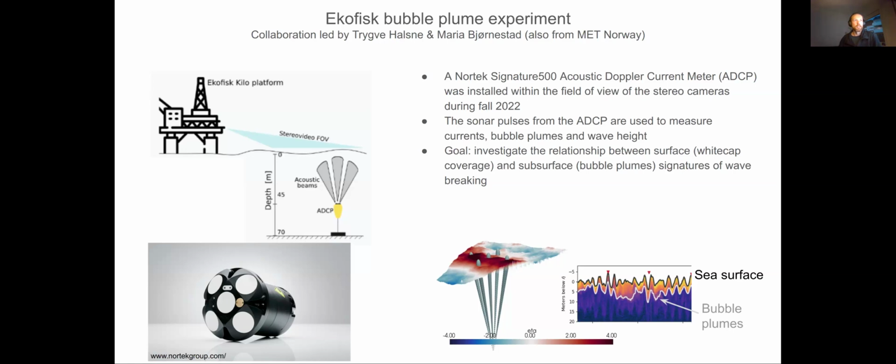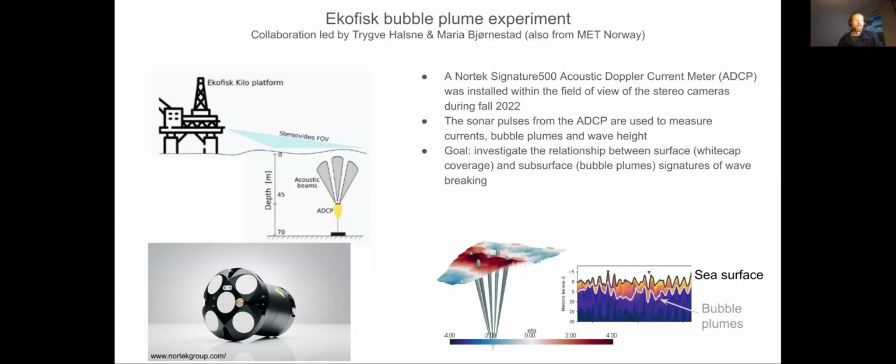So I should say again here that I'm not the main person in charge of this project, and most of the results that I'm showing here are from my colleagues Trygve Halsne and Maria Bjørnestad, who also work as researchers at Met Norway. I should also say here that the ADCP is definitely not a cheap open source device, but it's an instrument that's starting to be implemented more and more recently for studying bubble clouds from breaking waves near the sea surface.